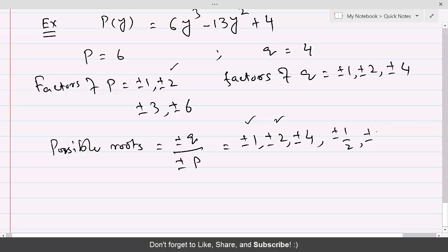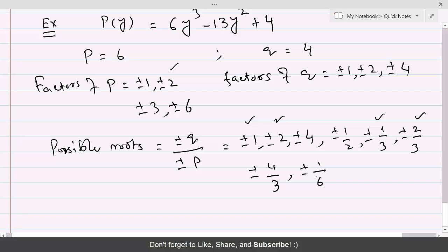Now plus minus 1 over 3 is another possible value, plus minus 2 over 3, and similarly plus minus 4 over 3. And now the last number, 6: this is going to be plus minus 1 over 6, plus minus 2 over 6, which ends up as plus minus 1 over 3, and we already have it here. And plus minus 4 over 6 is plus minus 2 over 3, which we already have here. So these are all possible values for the roots of the given polynomial.